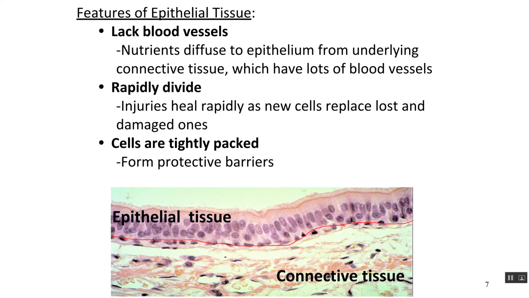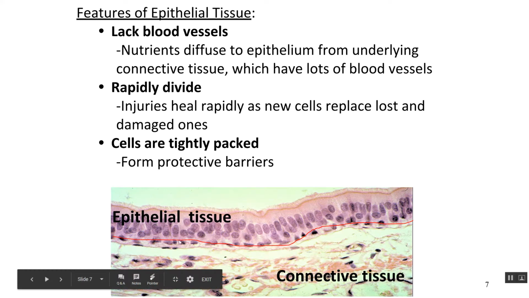So this is a picture where the red line now goes. Here's our epithelial tissue right here. This is my sort of line right here. And then this is the connective tissue down here. This connective tissue has all the blood vessels in it. And so all the nutrients, oxygen, everything that this epithelial tissue needs diffuses from here to here.